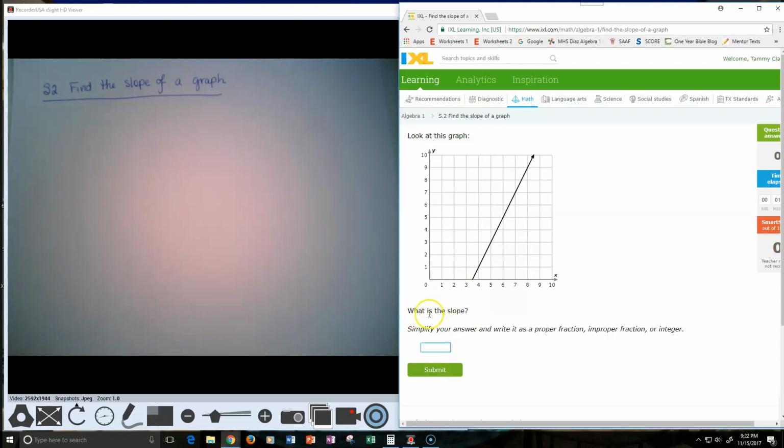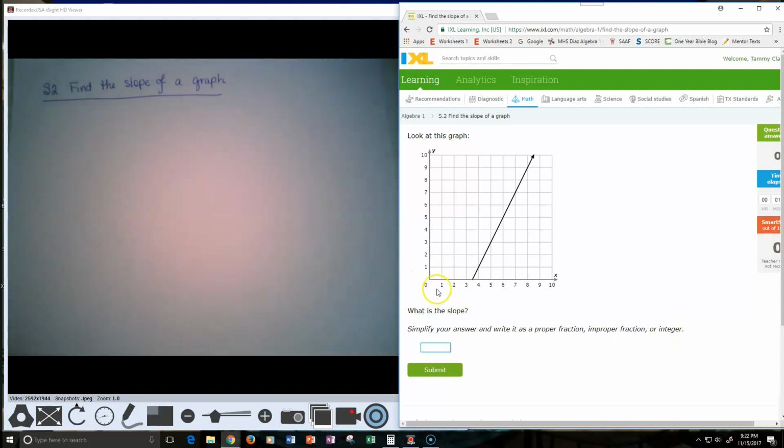So our question here is, what is the slope? Simplify your answer and write it as a proper fraction, meaning the smaller number is on top in the numerator and the larger number is on the bottom in the denominator. Improper fraction, meaning we flip that over, the larger number is in the numerator on top and the smaller number is in the denominator on the bottom. Or an integer, meaning a positive or a negative number, no fraction.